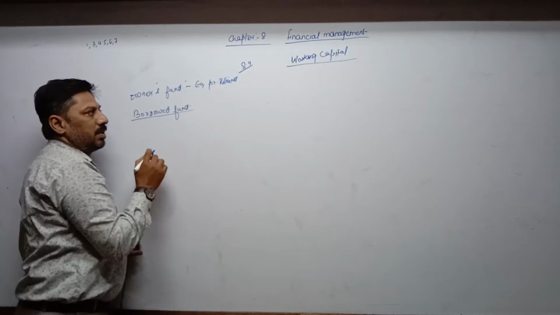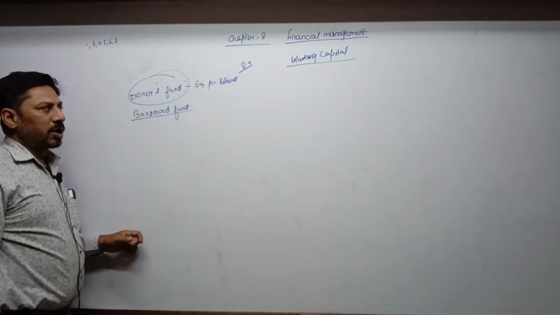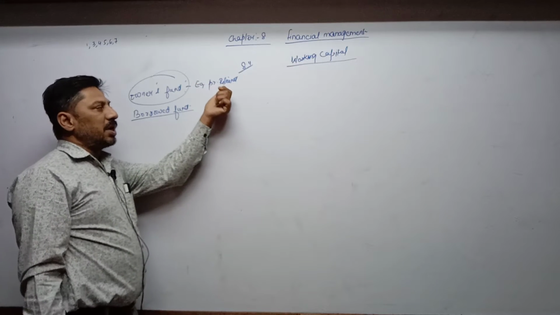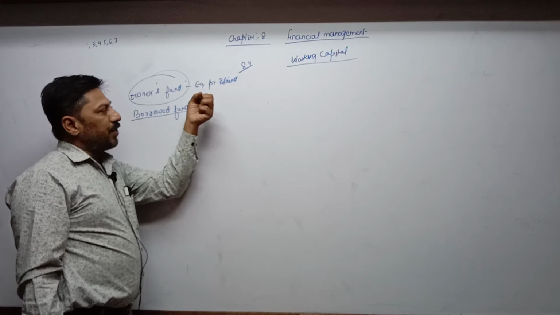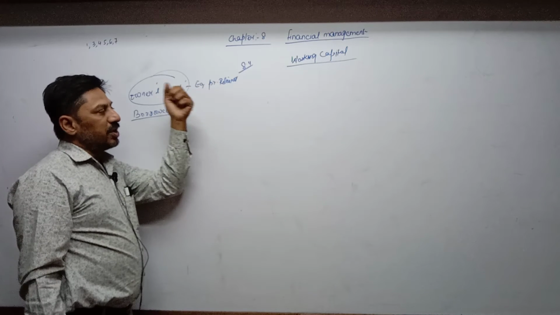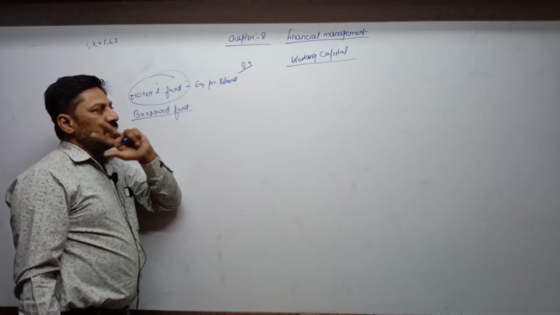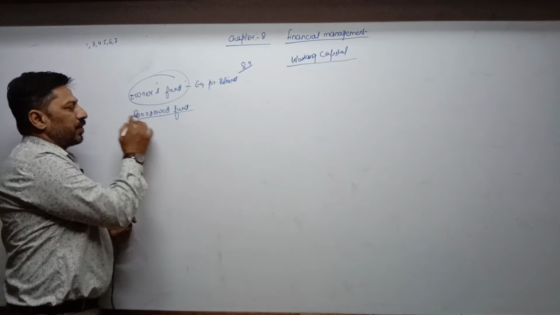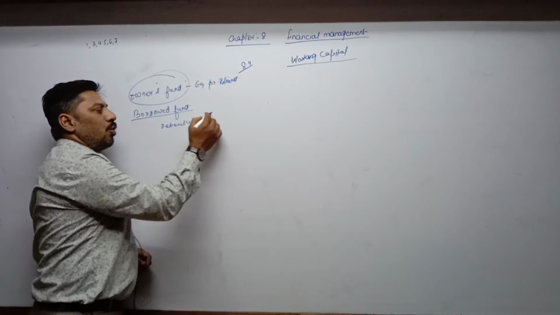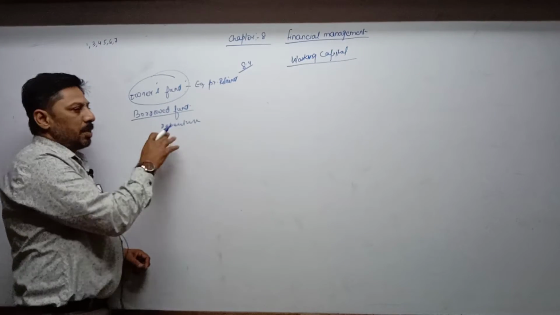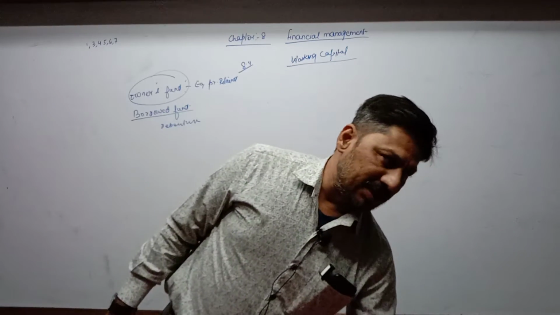In case of owners fund, we are not required to pay any interest. If we are able to manage finance from equity shares, preference shares, retained profit, the company is not required to pay any interest. In case of borrowed fund, examples are debenture, then loan from different sources. On debenture and loan from different sources, the company is required to pay interest.